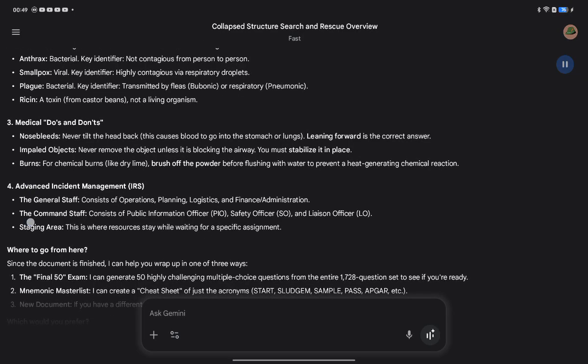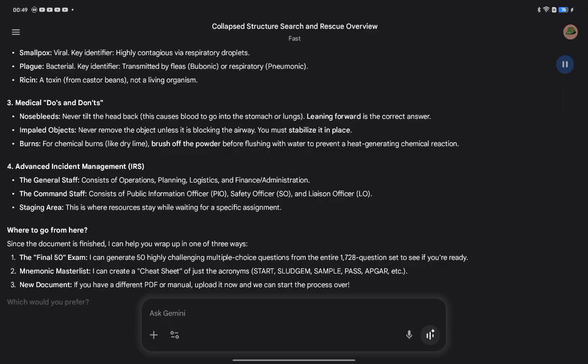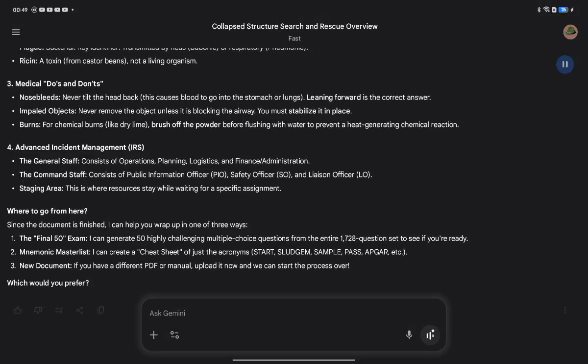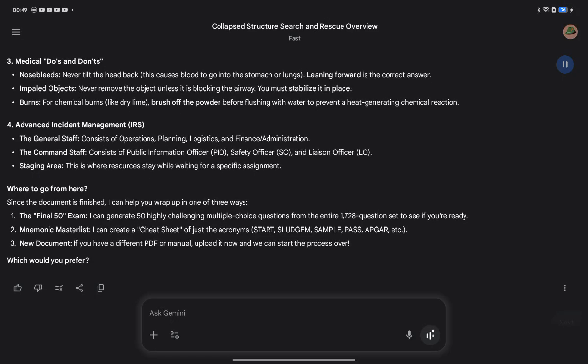3. Medical do's and don'ts. Nosebleeds. Never tilt the head back, this causes blood to go into the stomach or lungs. Leaning forward is the correct answer. Impaled objects. Never remove the object unless it is blocking the airway. You must stabilize it in place. Burns. For chemical burns like dry lime, brush off the powder before flushing with water to prevent a heat-generating chemical reaction.